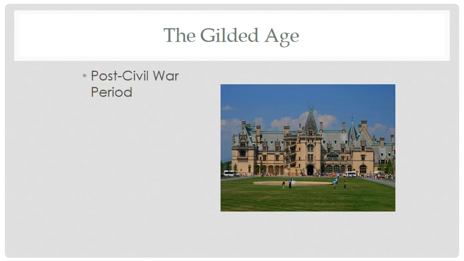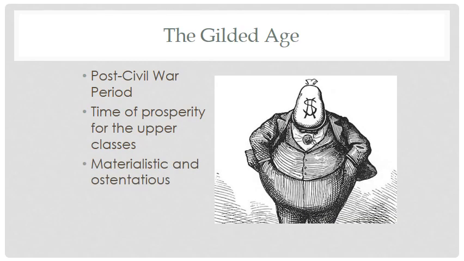And this is in basically the post-Civil War period, particularly the 1880s, 1890s era. This was a time where there was a lot of growth in industry, and some people were making out very well. Other people were chewed up by the machine. So it was a time of prosperity for the upper classes, which was very materialistic and ostentatious. This is an editorial cartoon from the time, showing how people thought about some of these folks.